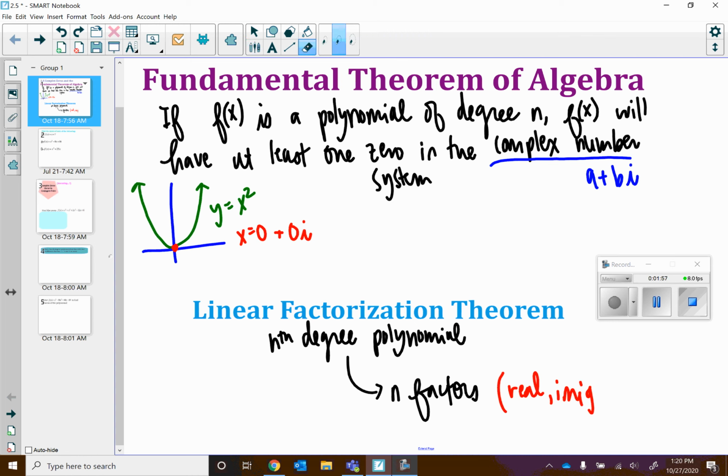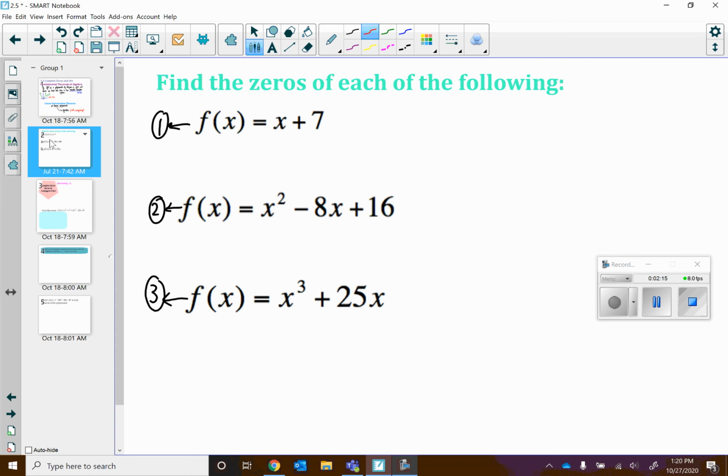I kind of mentioned this the other day in class when we looked at the intercepts of y equals x squared, y equals x squared plus 1, and y equals x squared minus 1. All right, so let's look at this in action. We've got 3 examples, and they're going to be pretty quick because these are very simple. Find the zeros of each of the following.